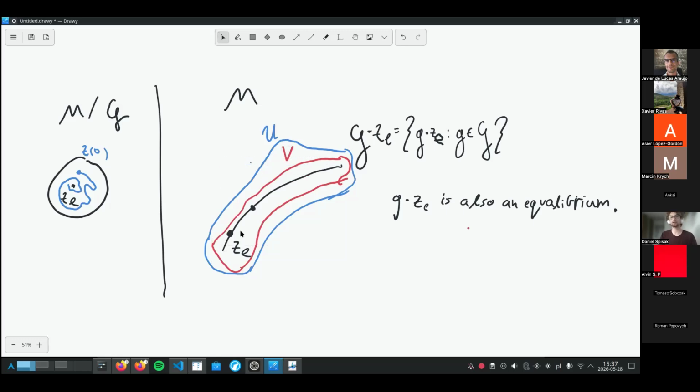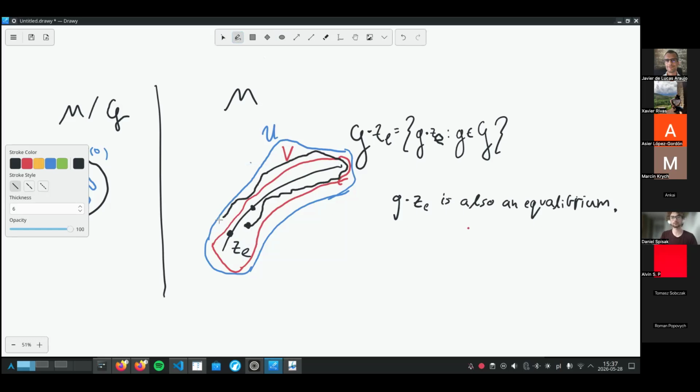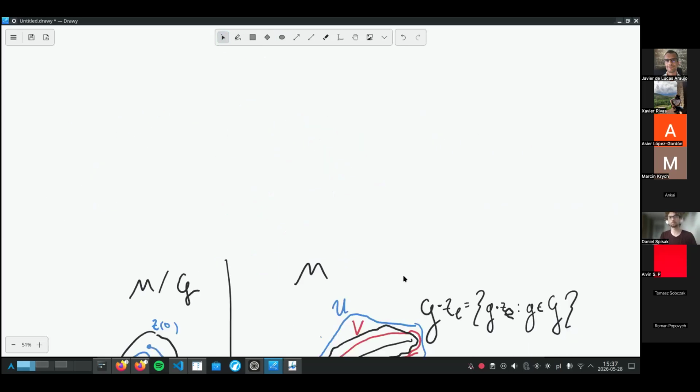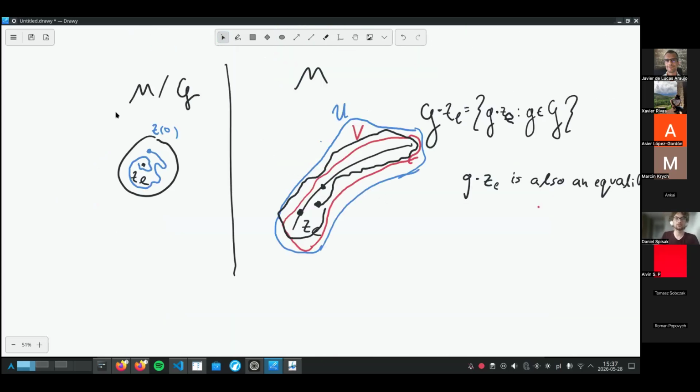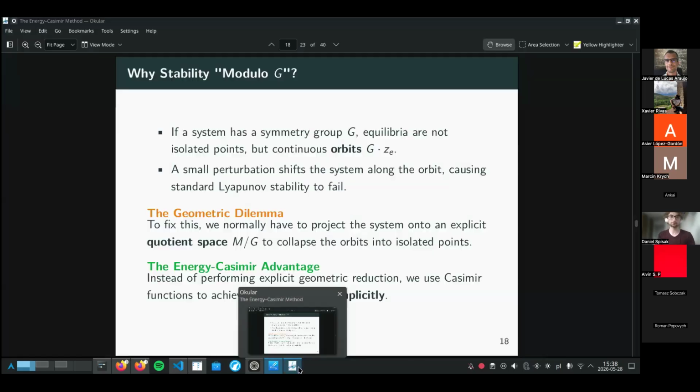If we have an orbit, we start here, and we want this trajectory to just stay in this neighborhood. And usually what we would do is to quotient out this group. So this whole orbit would be just an equilibrium point, and the classical formulation of Lyapunov stability will work out.